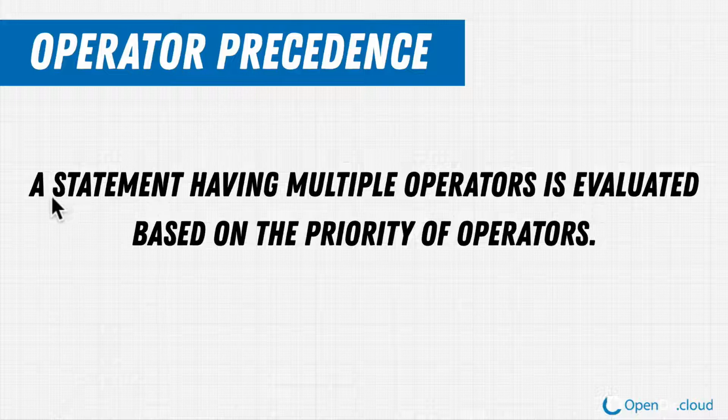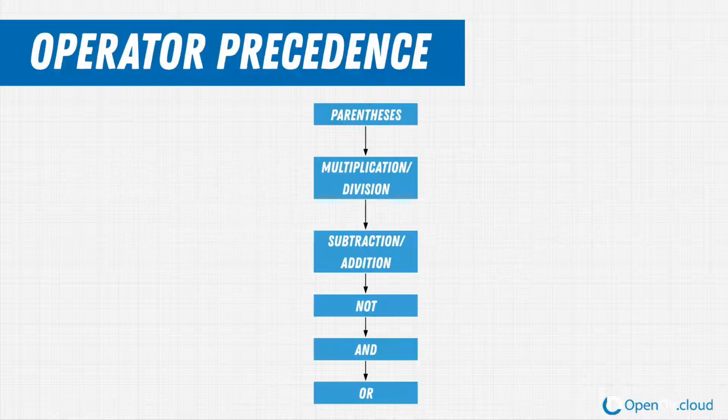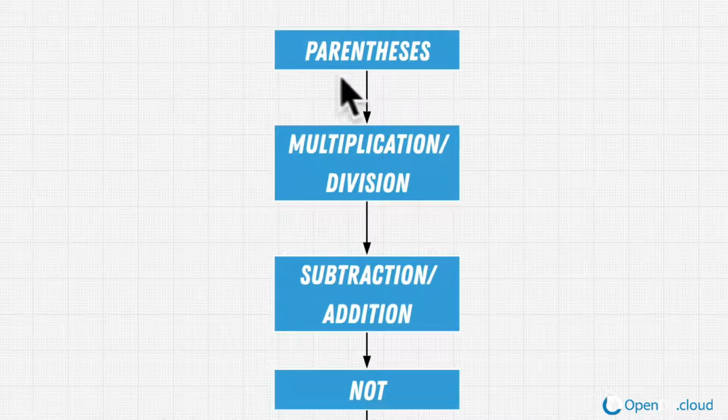So, defining operator precedence: a statement having multiple operators, multiple ands and ors, is evaluated based on the priority of operators. What this means is that every operator we use, and, or, not, parentheses, all of them have a priority. What is that priority? Well, at a high level, from top to bottom, we're going from most important to least important. The most important is the parentheses. These will always take precedence over the rest. They are the most important.